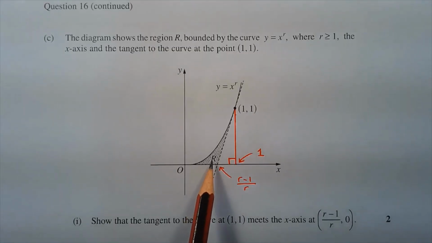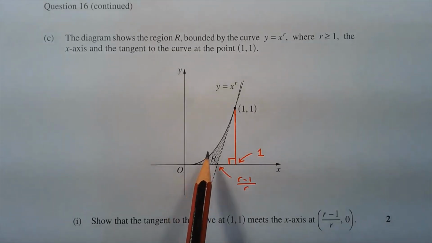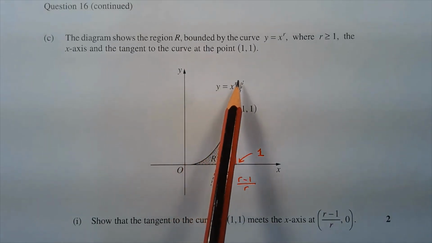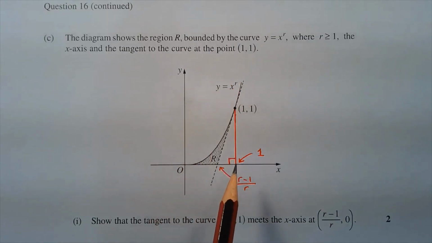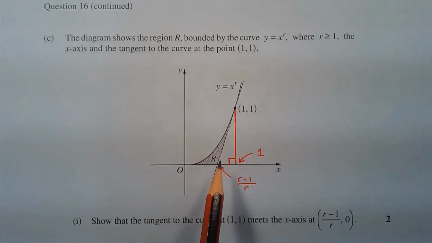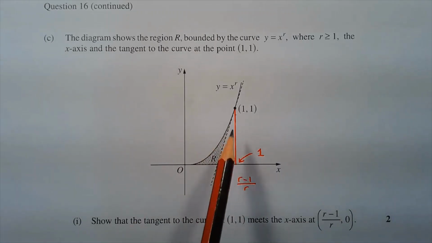The area of region capital R is the difference between the area under the curve y equals x to the power of r from x equals 0 to x equals 1 and the right angled triangle formed by the tangent that we found in part 1. Now this right angled triangle has a base of 1 minus r minus 1 over r and a height of 1.